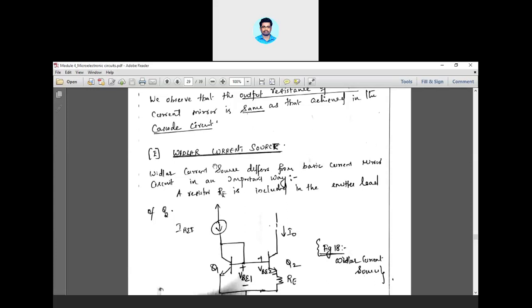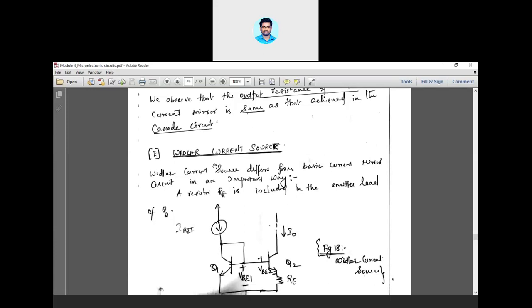Earlier we have derived an equation, isn't it? 1 divided by 1 plus 2 by beta square. The value of 2 by beta square is very small because beta is large, so 2 by beta square can be neglected. So the current transfer ratio will be 1 is to 1. All the previous versions of current mirror circuits were able to produce a current transfer ratio of 1 is to 1, so they are known as current mirrors.